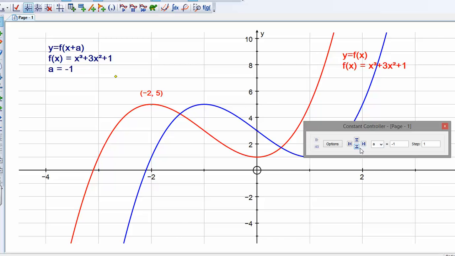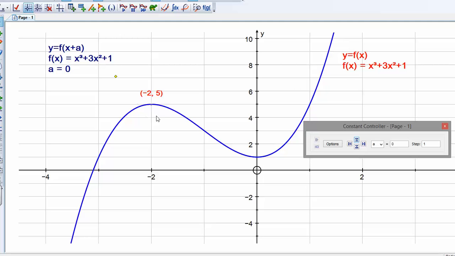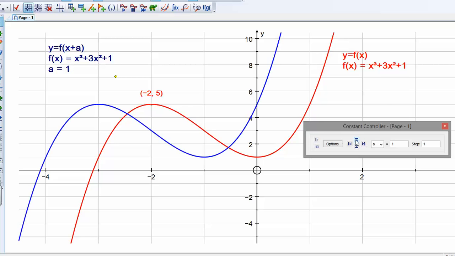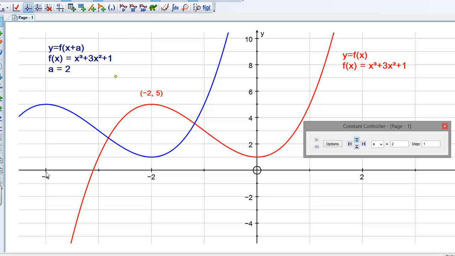Now let's have a look at what happens to the coordinate. So we've got this point here, this local maximum point here at minus 2, 5. Now what happens to this local maximum point as we change a? So if I increase a to 1, we can see that the point has gone to minus 3, 5. And then if I change a to 2, we've now gone to minus 4, 5. So it seems to be the x coordinate this time which is changing.